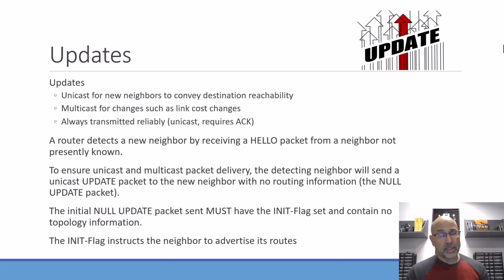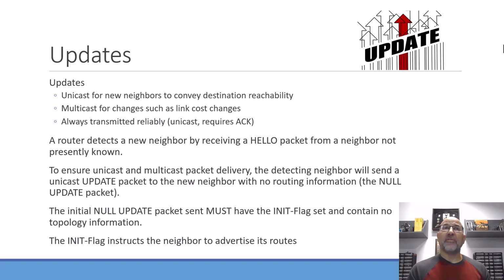But no matter what, updates are going to be reliably transmitted. Now, for EIGRP, what reliably means is that I want to hear an ACK from you so that I know you got it. And it's typically going to be unicast as well. And of course, we saw that initially we start off with those hello messages, we figure things out, and then we start sending updates to each other.